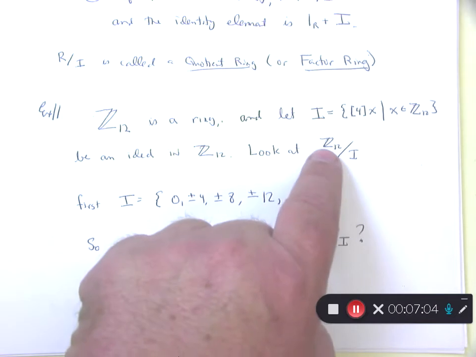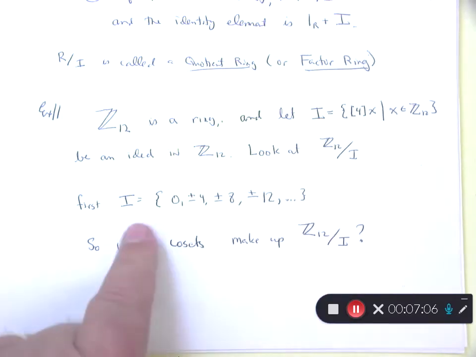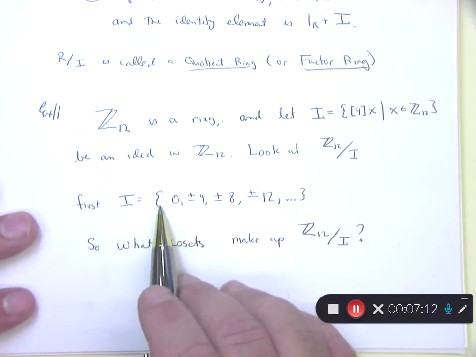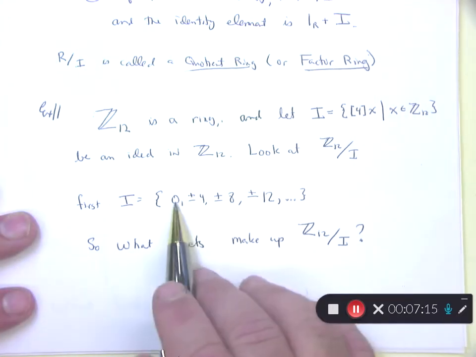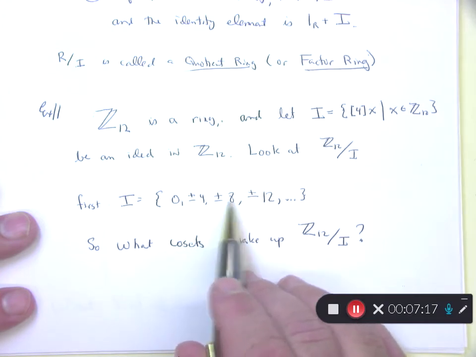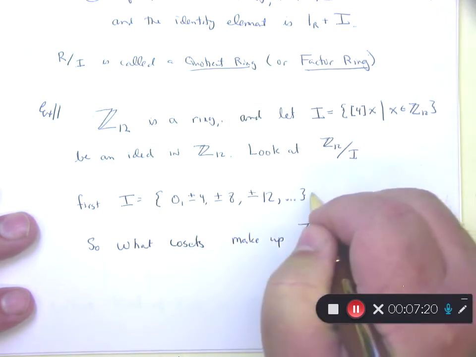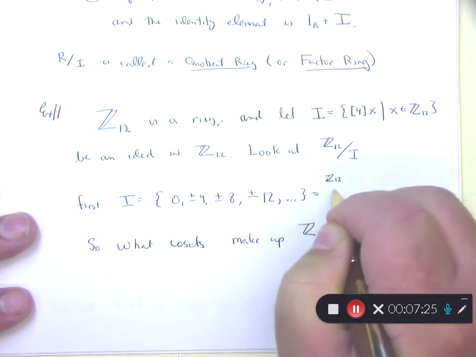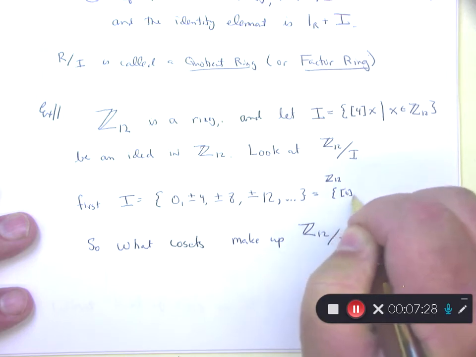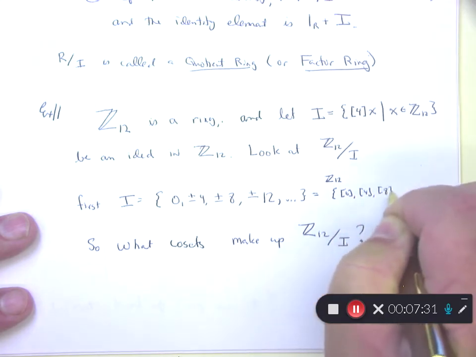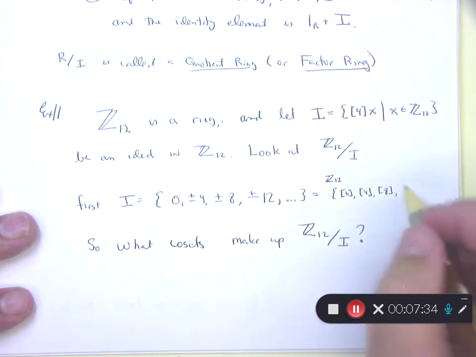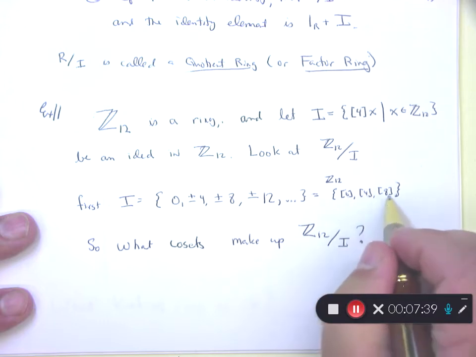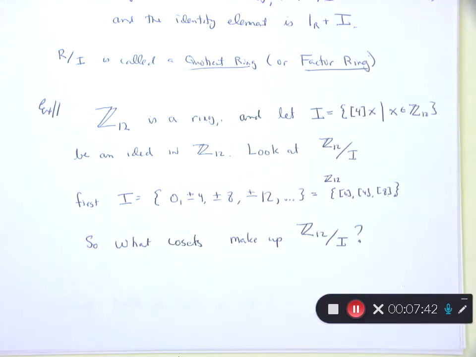Let's take a look at Z12 mod I. Now remember, I are all the multiples of 4 out of Z12. Out of Z12, I is the multiples of 4: 0, plus or minus 4, plus or minus 8, plus or minus 12, plus or minus 16, and so on. This would be equal to, in the concept of Z12, the equivalence classes 0, 4, 8, and then another 4 would be back to 12, but 12 in Z12 is actually back to 0, so it's 0, 4, and 8. The multiples of 4 in the Z12 equivalence class.